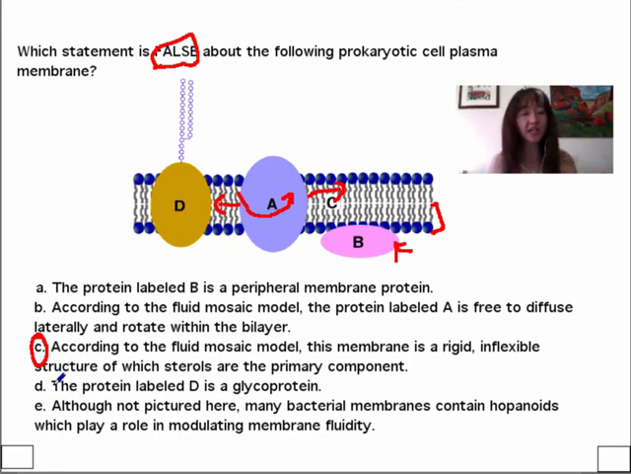Let's just make sure we understand why D and E are true. The protein labeled D is a glycoprotein? Yeah, it is, because notice here's the carb region. So this whole polymer right there, that is a chain, right, is a carb. And then this is protein. Cool. So then, although not pictured here, many bacterial membranes contain hopanoids, which play a role in modulating fluidity. You bet. So only one clear false statement there.